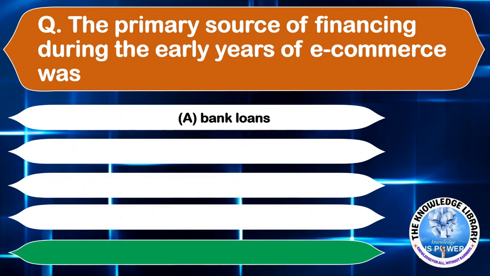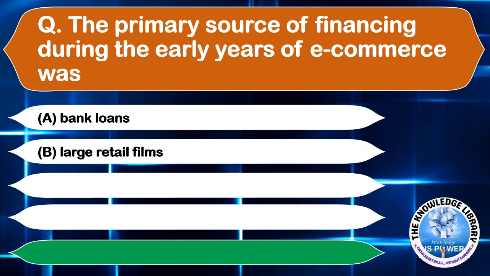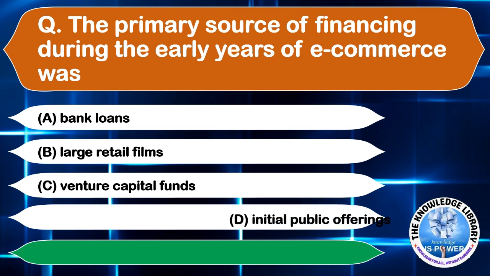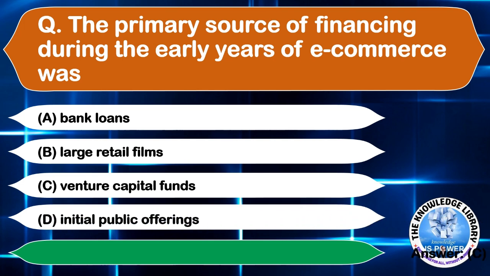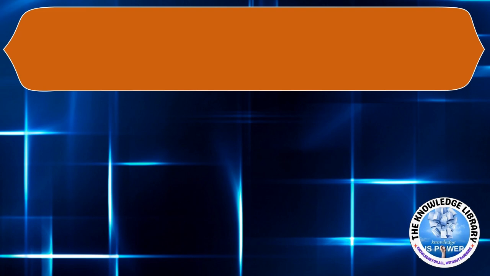Next question is the primary source of financing during the early years of e-commerce was option A bank notes. Option B large retail firms. Option C venture capital funds. Option D initial public offerings. The correct answer is option C venture capital funds.